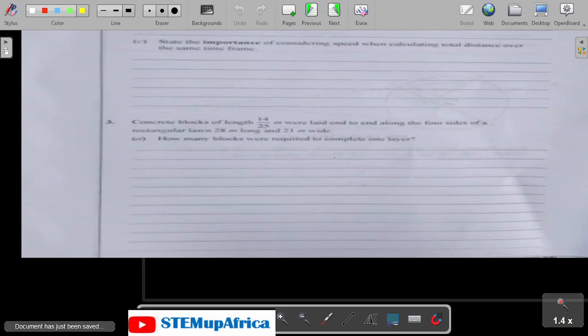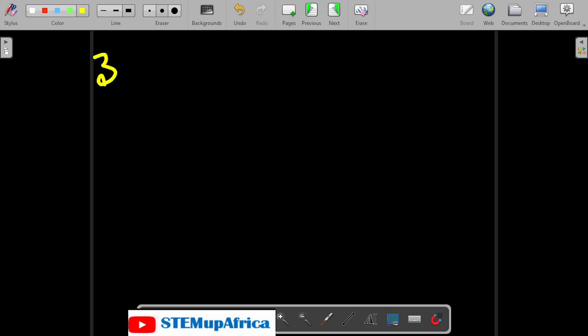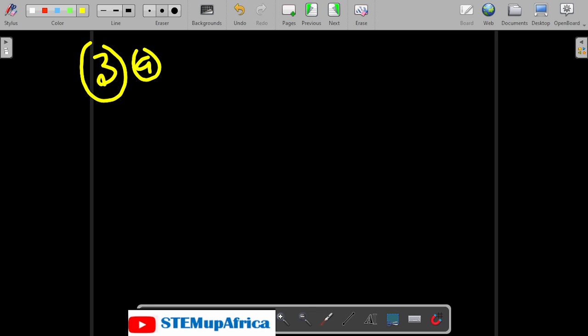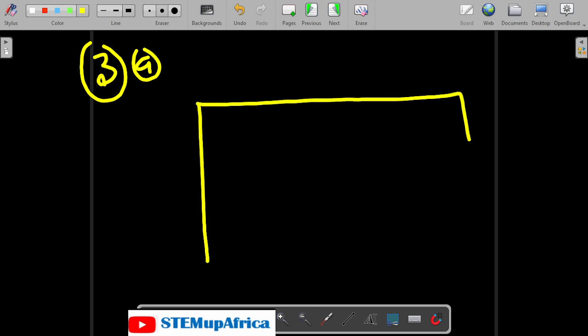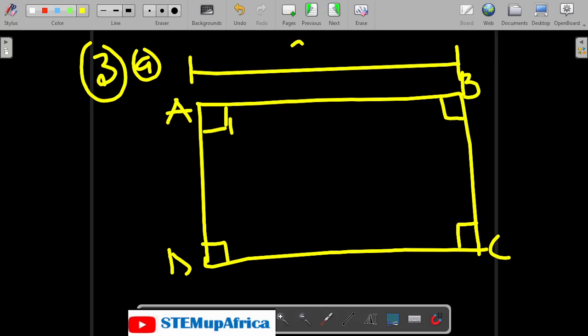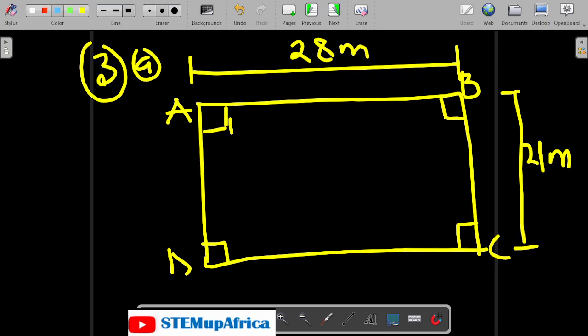So let's draw the rectangular lawn first. Question 3A. Let's say this is the rectangular lawn, and let me call the points A, B, C, and D. From here to here is 28 meters. From here to here is 21 meters. And for a rectangle, opposite sides are the same. So this is the rectangular lawn.